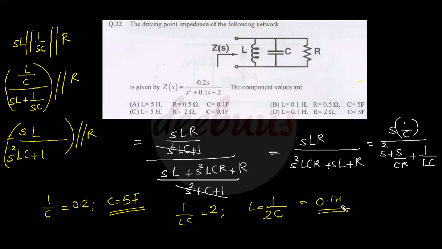So now finally we can check R also. 1 by RC equal to 0.1 implies R equal to 1 by 0.1C, with C equal to 5 farad. So 1 by 0.5, that means R equal to 2 ohm. So R equal to 2 ohm, C equal to 5 farad and L equal to 0.1 Henry. Answer turns out to be D. D is the correct one.